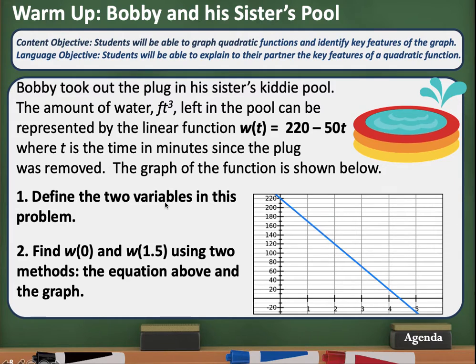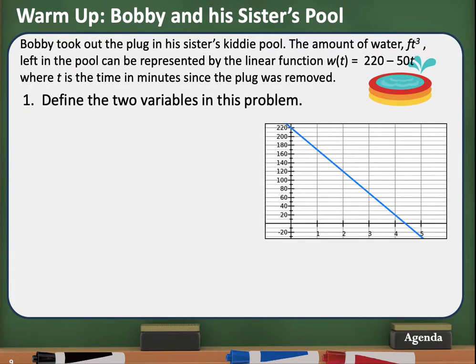Question 1 is define the two variables in this problem. So what were the two things that change in this problem? And then find W of 0 and W of 1.5 using two methods. Find it using the equation and the graph. So you can pause if you want, but I would give you time. I might have you turn and talk and share your answers. And this has been a while, so I definitely think some people might have forgotten how to do this. So we'll just go to the example.